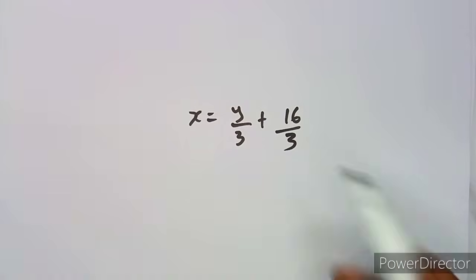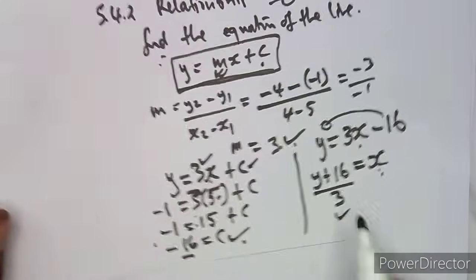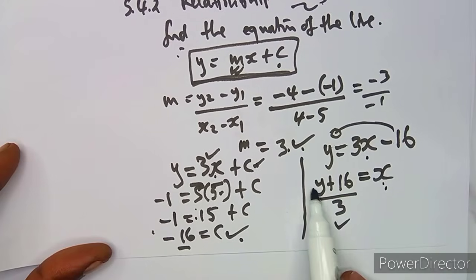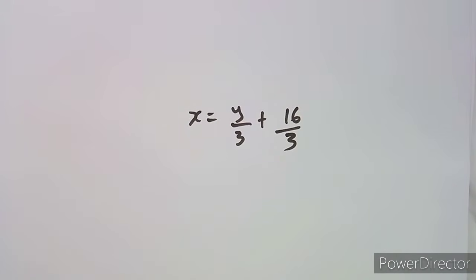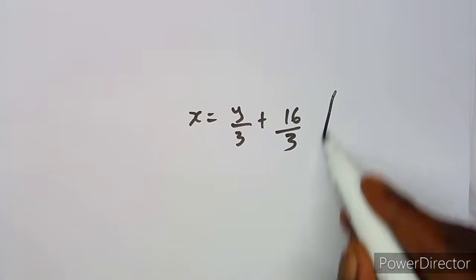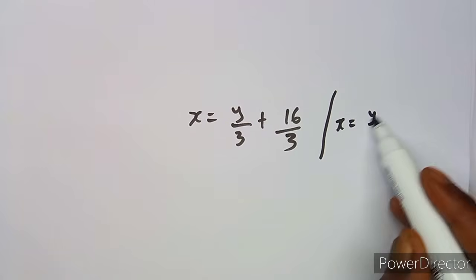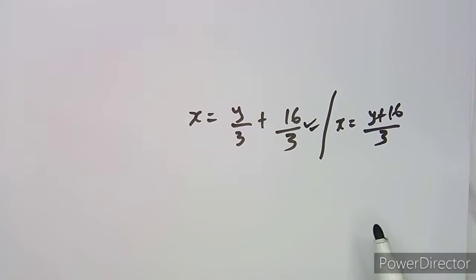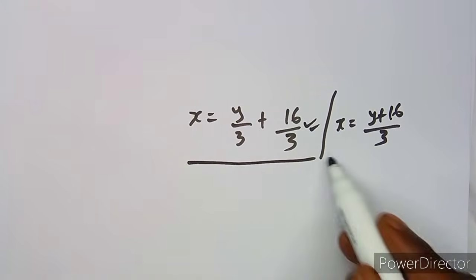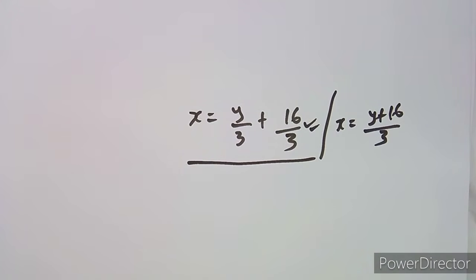It's just one and the same thing, guys. Remember, we can separate this one over 3 plus this one over 3. So that's y over 3 plus 16 over 3. Okay, so that's the relationship that we have in terms of x, or you could have written it as x is equal to y plus 16 over 3. Take note, guys, all these calculations, we were just finding the relationship here. We haven't answered the other question. This was just a relationship.